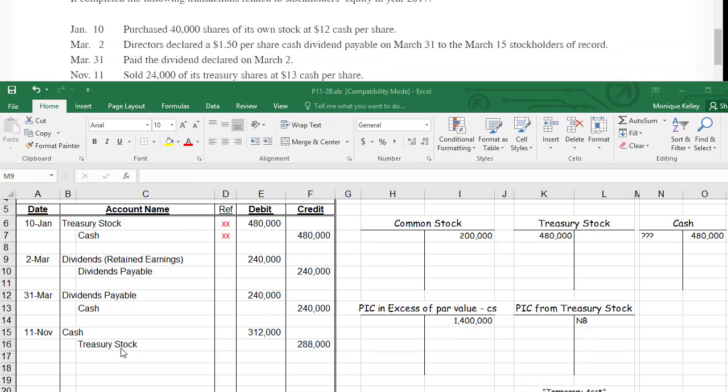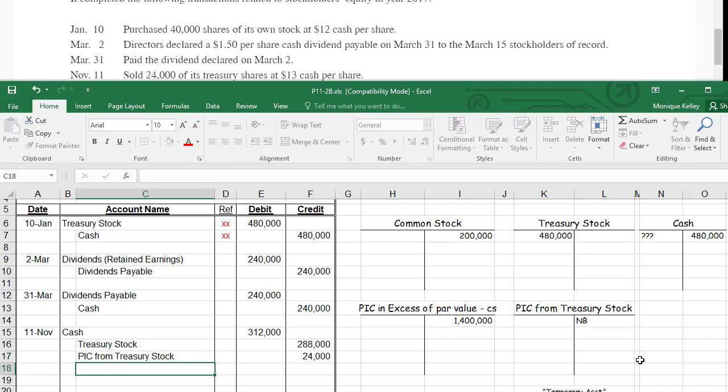So if the treasury stock will be credited at 288, the difference will be the $1 excess times the 24,000 shares, and that'll be 24,000. When you add up those two credits, it should reconcile to the debit, and the account we're going to credit will be paid-in capital from treasury stock. And you'll notice over here that paid-in capital from treasury stock has a normal balance of credit, whereas the treasury stock has a normal balance of debit.